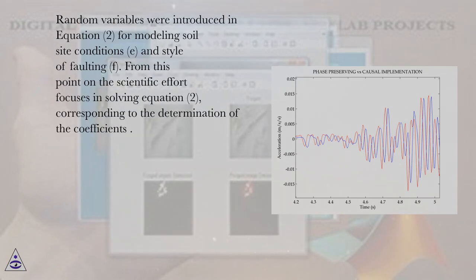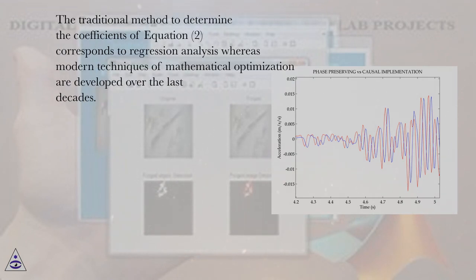Random variables were introduced in equation 2, for modeling soil site conditions, E, and style of faulting, F. From this point on, the scientific effort focuses on solving equation 2, corresponding to the determination of the coefficients. The traditional method to determine the coefficients of equation 2 corresponds to regression analysis, whereas modern techniques of mathematical optimization have been developed over the last decades.